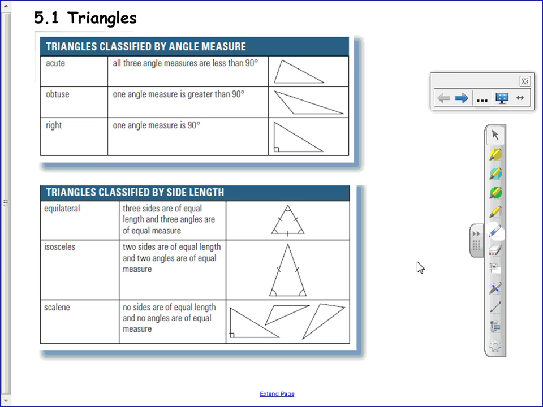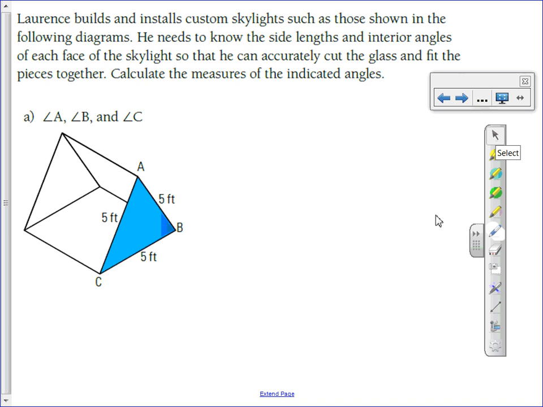One is by the angle measure, which is acute, obtuse, or right, and the other is by side length, which means equilateral, isosceles, or scalene. Scalene meaning no two sides are the same. Isosceles, two sides the same, and equilateral, all three sides are the same, and therefore there's relationships among the angles and the sides. So here's just an example of a situation that we might look at.